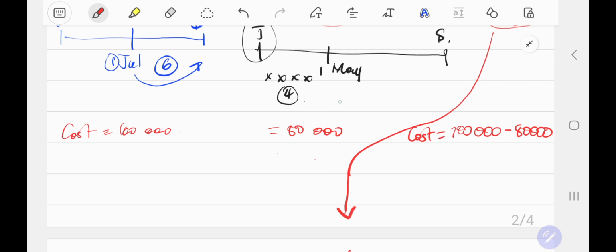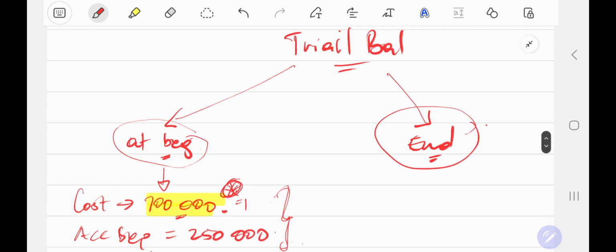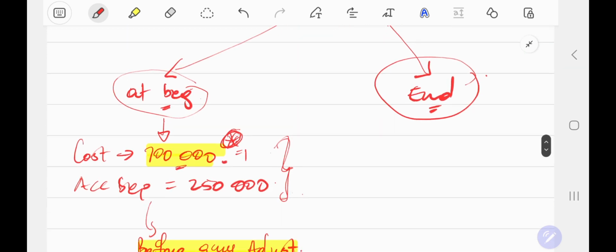If the balance that is given is the balance at the beginning, you need to subtract the cost of the asset that is being disposed or sold. That's the first one. If you are given the amounts at the end, the adjustments are the ones that are going to guide you.